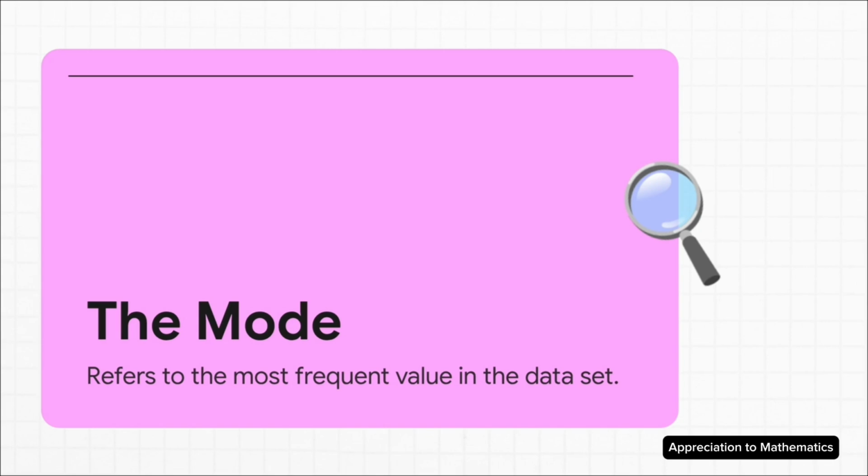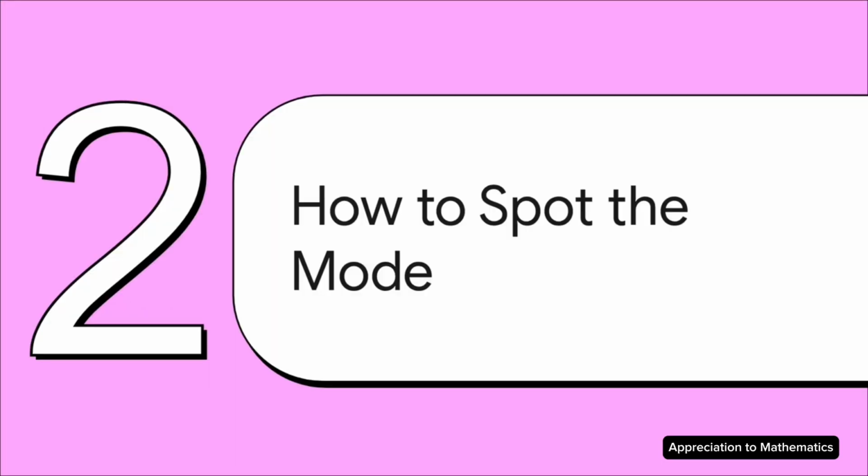And really, that's the whole idea behind it. The mode is simply the value that shows up more often than anything else in a list. It's literally that simple. It's the most popular kid in class. All right, enough with the theory. How do you actually spot this thing in the wild? Let's walk through a super clear example.